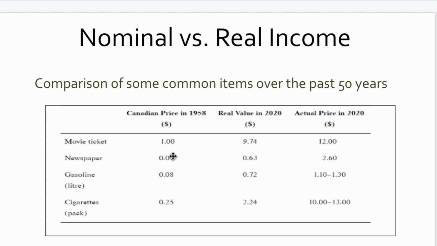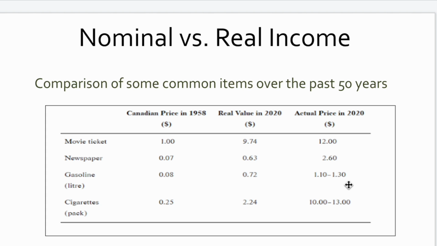Let's look at a newspaper. A newspaper cost 7 cents in 1958. The real value of that 7 cents in 2020 was 63 cents. You can see newspapers are now charging $2.60 a copy. So you can see that, yeah, it's gone up quite a bit. Gasoline in 1958 was 8 cents a liter, I assume. And the real value of it in 2020 was 72 cents. So 8 cents was worth 72 cents in 2020. And the real price of gasoline is $1.10, $1.30.